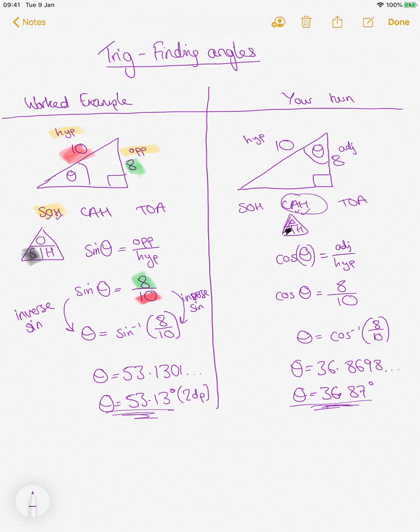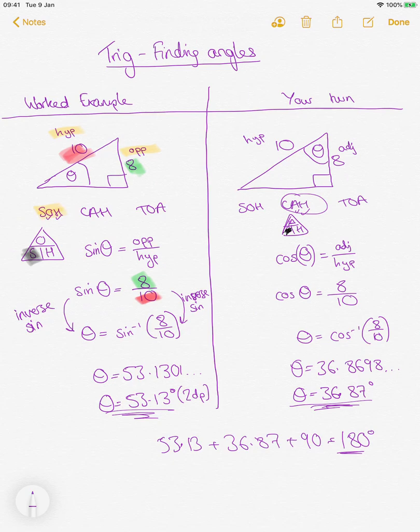I could actually double check if this is right because this is the same triangle. So all of my angles together should add to 180. So 53.13, add 36.87, add 90. Do that in my calculator, yeah, it equals 180. So I know I've done something right there.